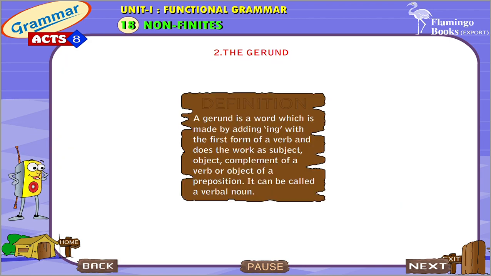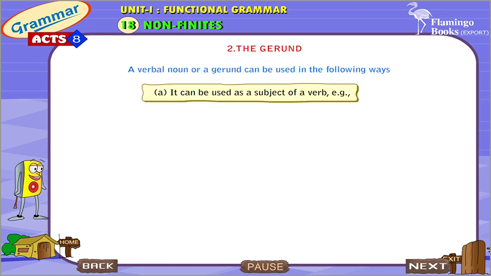Definition. A gerund is a word which is made by adding -ing with the first form of a verb and does the work as subject, object, complement of a verb or object of a preposition. It can be called a verbal noun. A verbal noun or a gerund can be used in the following ways.